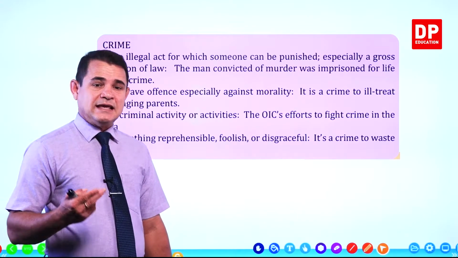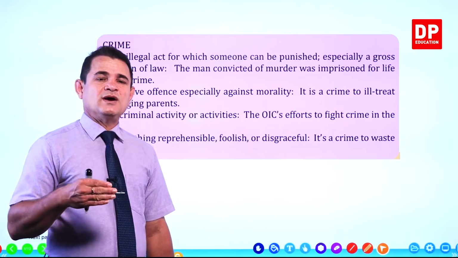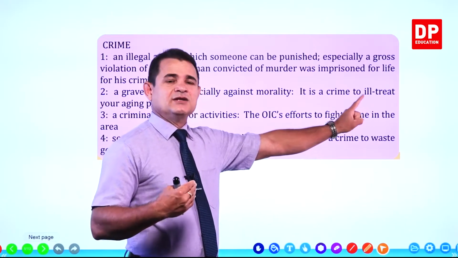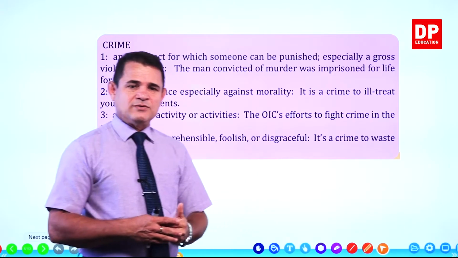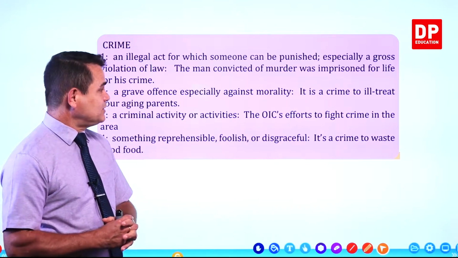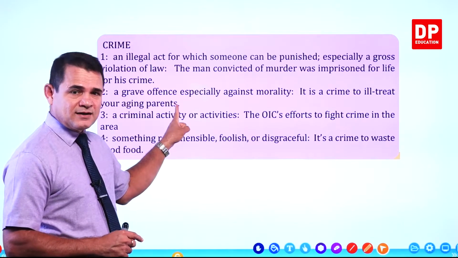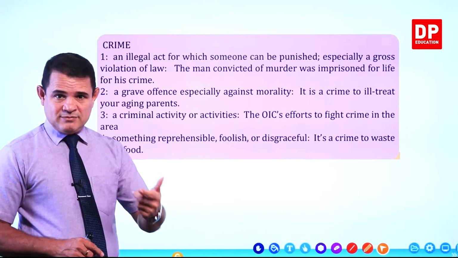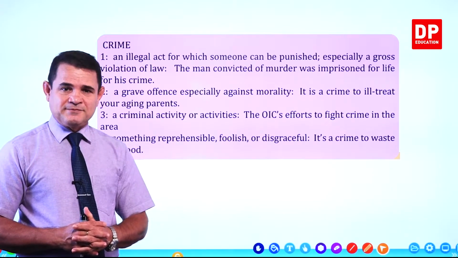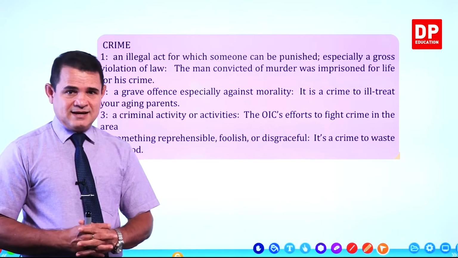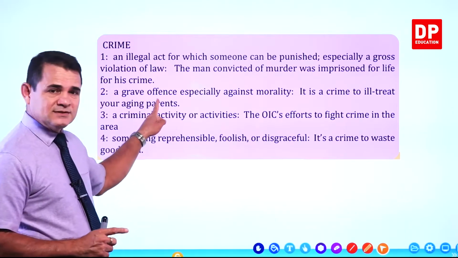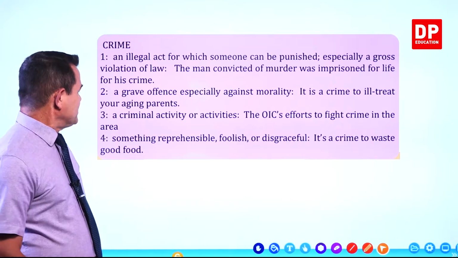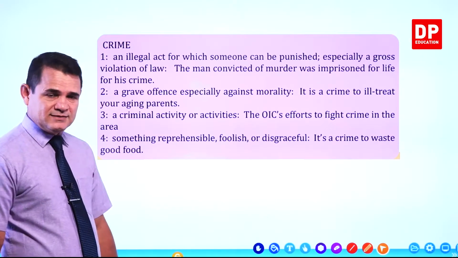Your aging parents, age. Aging parents, elderly parents, ill-treat. Treat means to behave towards. Ill-treat, to neglect. So neglecting elderly parents is also a grave offense, a big wrong. Especially against morality. So when you ill-treat your parents, what do they feel? They will feel really sad. So that is also an offense. It is a wrong thing. That is also a wrong.